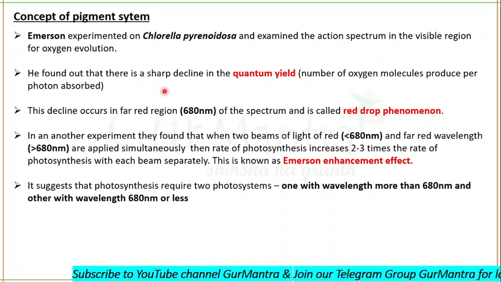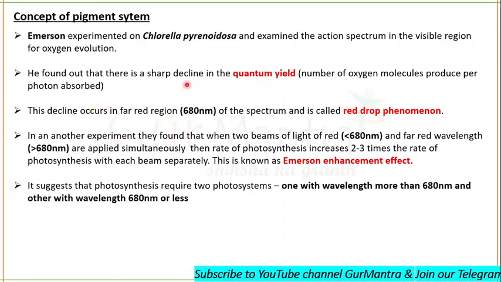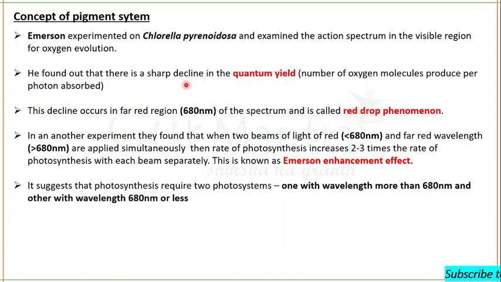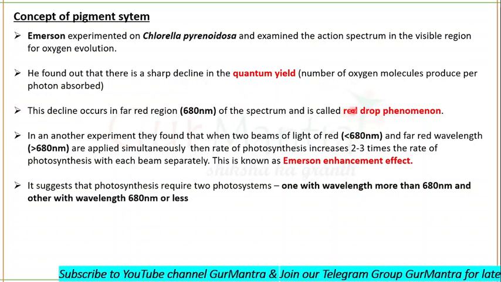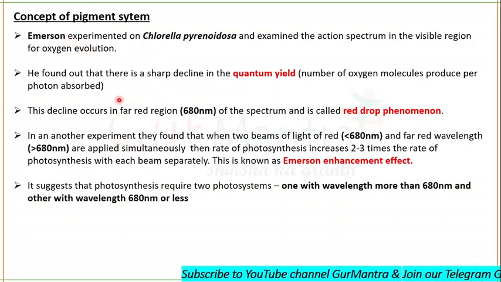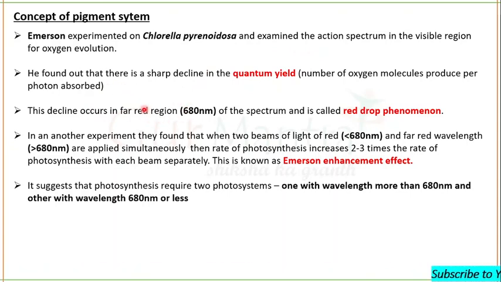So he found out that there is a sharp decline in the quantum yield. This decline actually occurs at about 680 nanometer, the far red region of the spectrum, and this sudden drop in the quantum yield is called the red drop phenomenon. Red drop occurs in the far red region at about 680 nanometer. This is what he found out during his experiment, that quantum yield decreases in the far red region at about 680 nanometer, and this is what we call the red drop phenomenon.